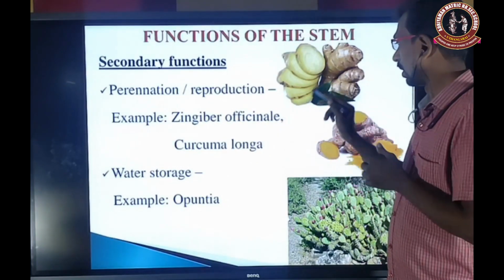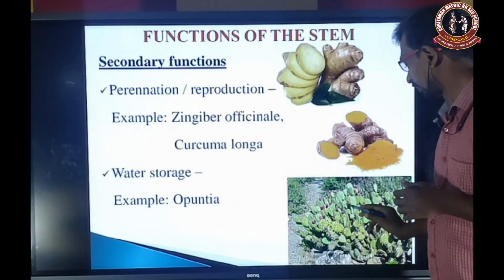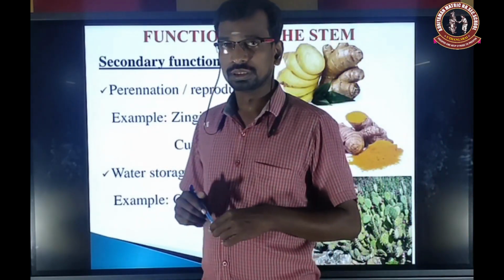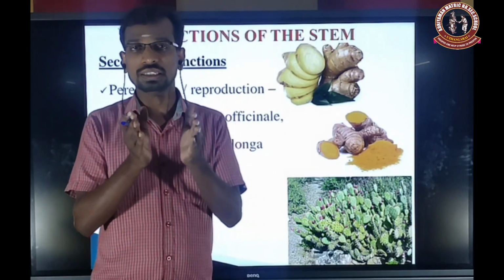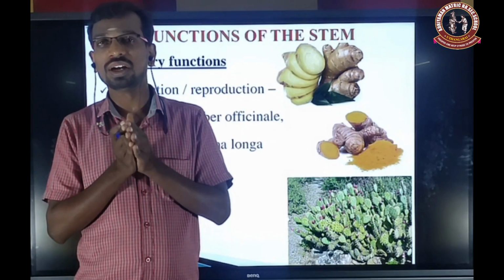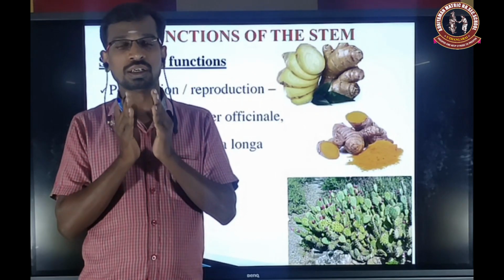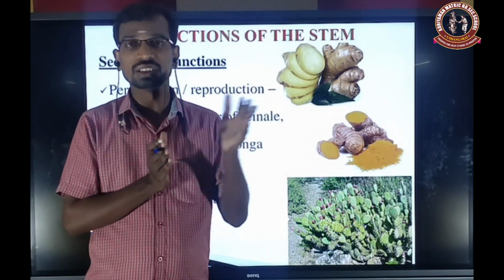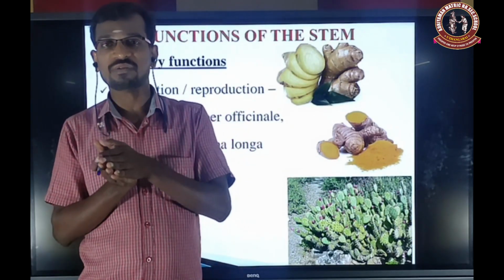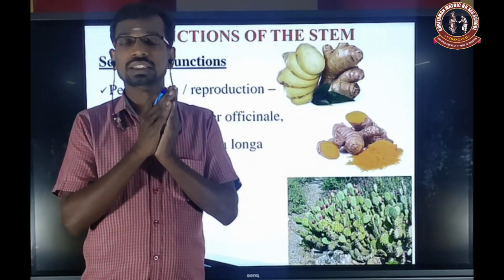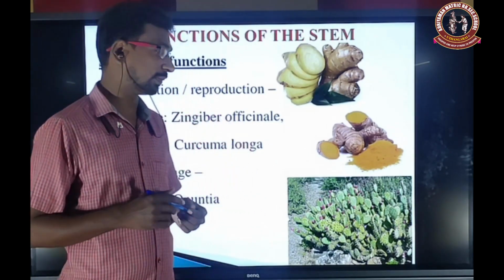Example: Zingiber officinale, Curcuma longa, and water storage. Example: Opuntia, especially for xerophytic plants. The stems are modified, flattened structures that look like a leaf, but it's not a leaf. It is a modified stem, and it performs photosynthesis. But photosynthesis is not normally a function of the stem; it is a function of the leaf. But in xerophytic plants, the stem is modified into a flattened structure, and it does the function of the leaf, and it will prepare the food material.